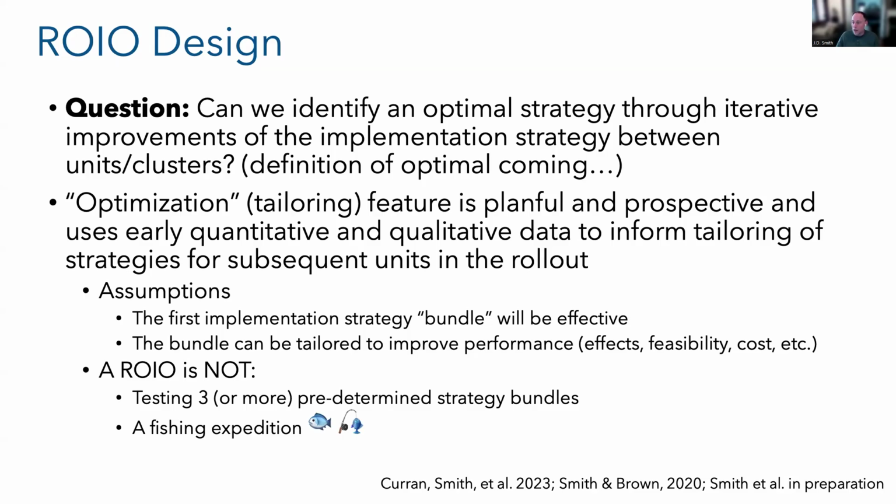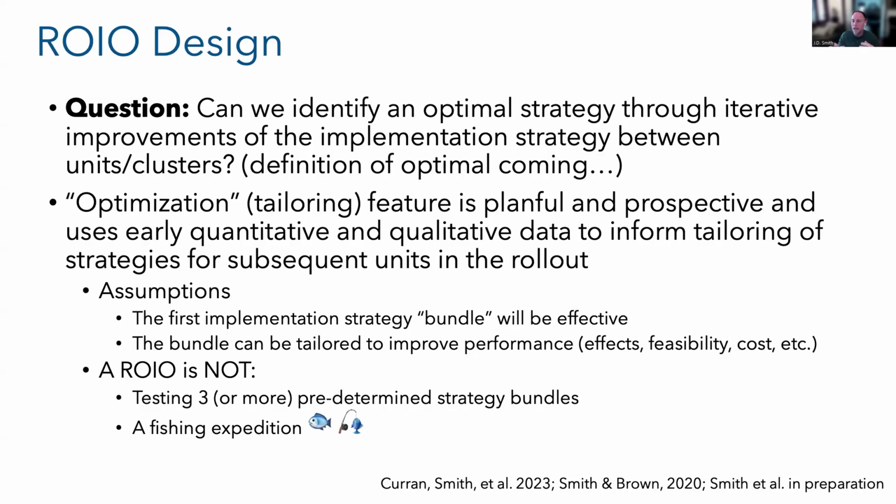ROIO is also not a couple of things. If you are planning to simply test 3 pre-specified implementation strategy bundles, that's not ROIO. That's just a 3-arm trial. And if you have 4 clusters or something like that, if you have combinations, you're looking at a factorial. It really depends on what your research question is and what you're going to put forward.